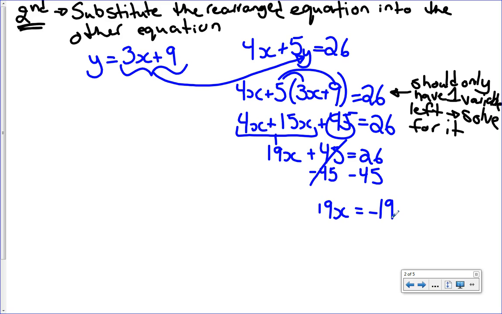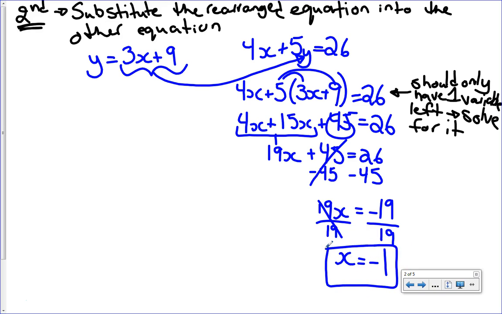And to get x by itself, the 19 and the x are being multiplied. So to undo that, I would divide by 19. And again, what I do to one side, I do to the other. So x is equal to negative 1. Now that I know what the x value of my point of intersection is, I'm continuing the same process that I did for elimination. I'm just taking this value and substituting it into either equation to figure out what the y point of my intersection is.